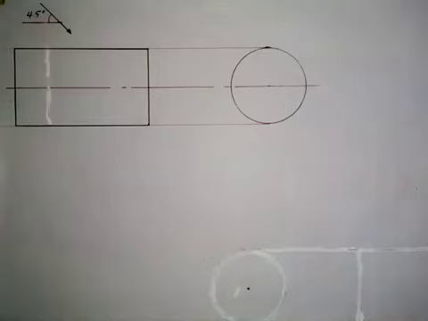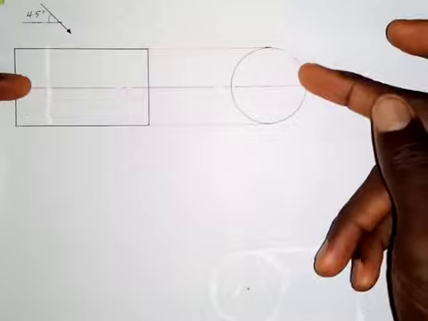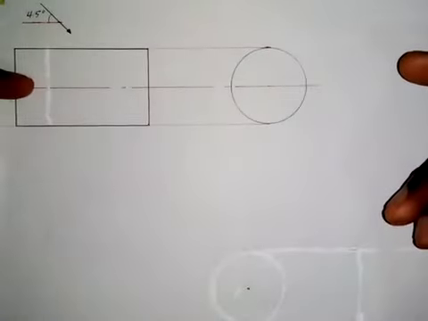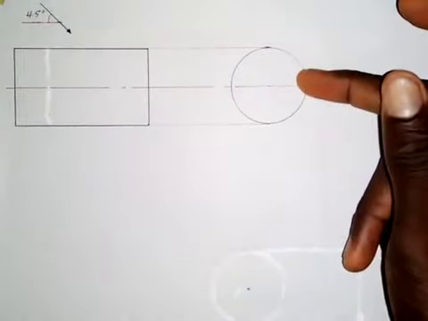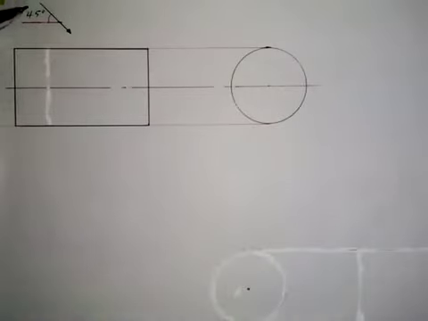Welcome to my channel, and here I'll be showing you how you can draw the auxiliary plan of a cylinder when you are given the front view as we have here and the end view of the cylinder. So this is the front view of the cylinder, and this is the end view of the cylinder, and the direction of view is from this arrow, and the arrow is inclined at an angle of 45 degrees to the horizontal.